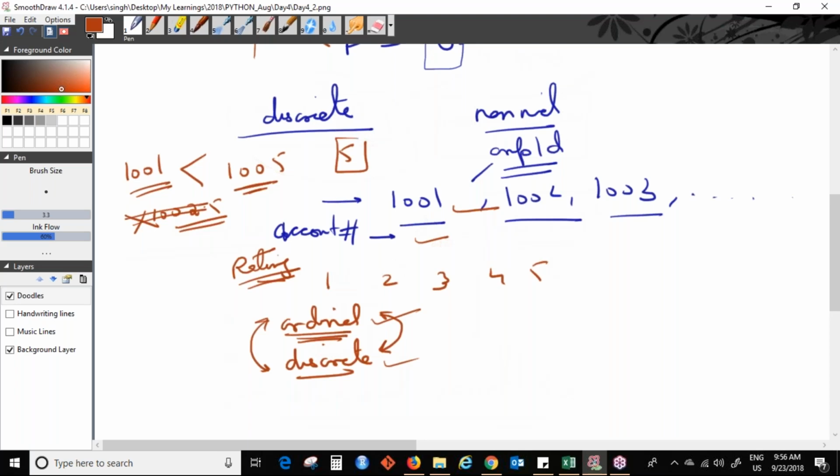Because of course this has an order. Rating 5 is greater than rating 1, so this has an order, so it means it is ordinal. But at the same time they are discrete also. They are discrete also, so that is why people take sides and argue.